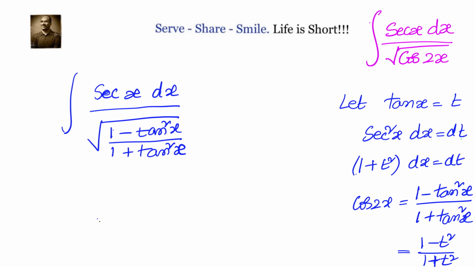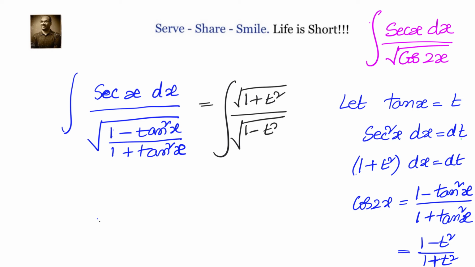So let's write that this equals the integral of secant x, which is root of 1 plus t square. We discussed secant square x is 1 plus tan square x, so secant x is root of 1 plus t square, divided by root of 1 minus t square by 1 plus t square, and multiply that with dx, which can be written as dt by 1 plus t square.